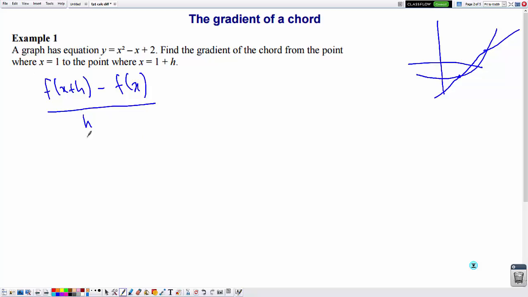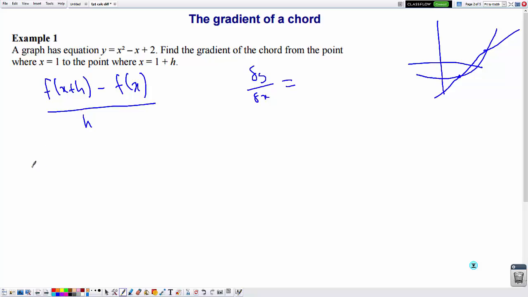So this is the normal equation we're going to be using for working out gradient. If you want to, you could do delta y over delta x, change in y over change in x, but you'll be doing exactly the same thing. This is my change in y: the y coordinate for x plus h minus the y coordinate for x. And this is my change in x, because in all these examples we're going to go from something like 1 to 1 plus h, or 2 to 2 plus h. So what's the difference between 1 and 1 plus h? It's just h.